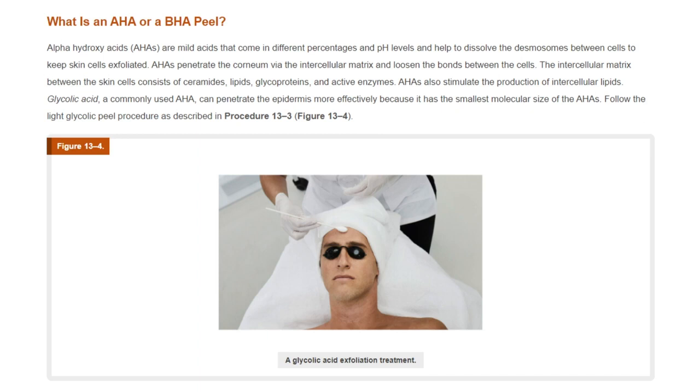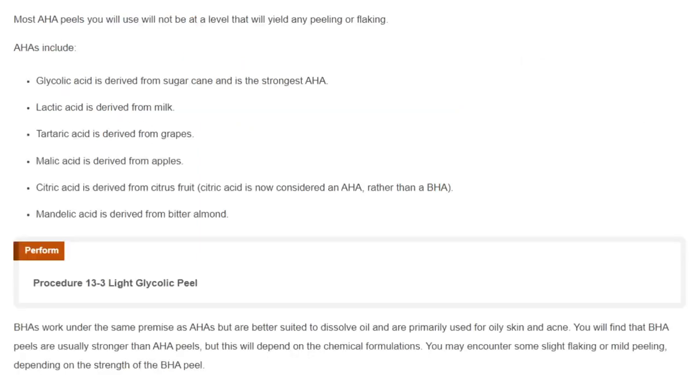Glycolic acid, a commonly used AHA, can penetrate the epidermis more effectively because it has the smallest molecular size of the AHAs. Follow the light glycolic peel procedure as described in Procedure 13:3. Figure 13:4. A glycolic acid exfoliation treatment. Most AHA peels you will use will not be at a level that will yield any peeling or flaking.